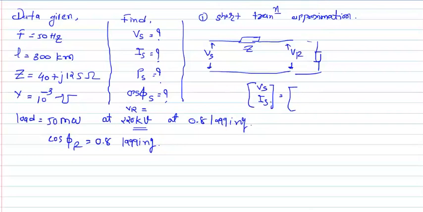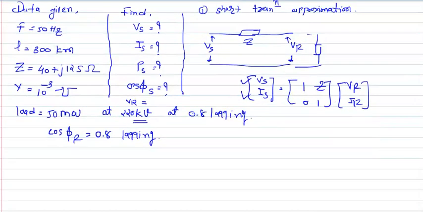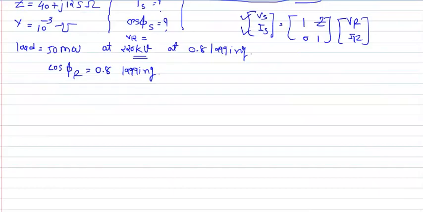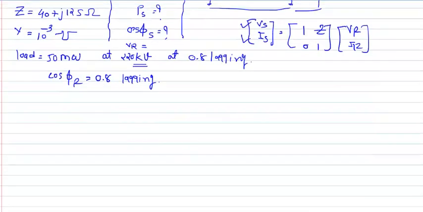So Vs, Is, we already calculated this ABCD parameter, that is [1 Z; 0 1] multiplied with the matrix VR, IR. So this is our ABCD parameter. From that you can find the sending end voltage using this equation, and the sending end current from this equation. So let's start with the short transmission line approximation. We'll calculate step by step the unknown quantities that we want.